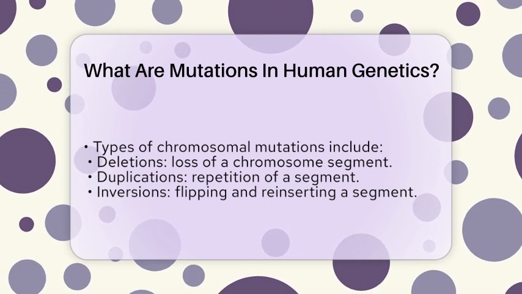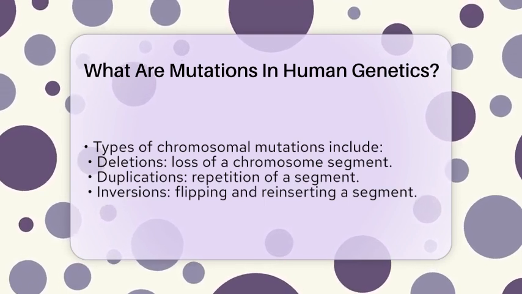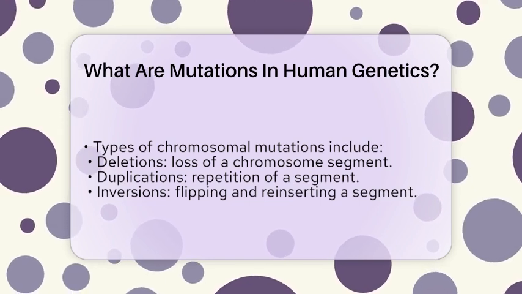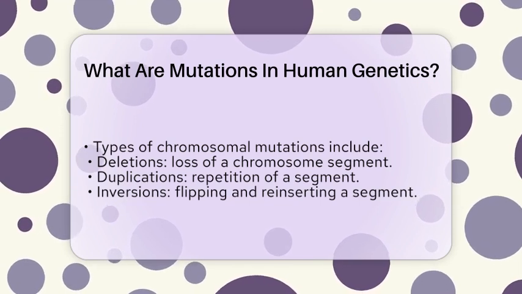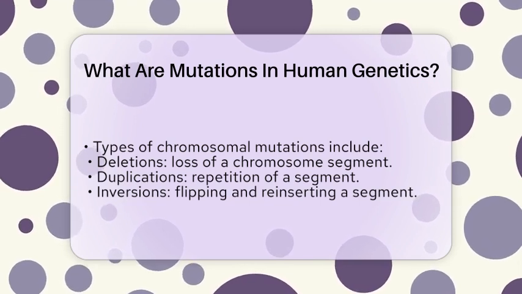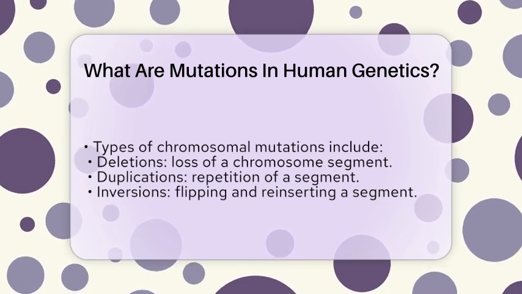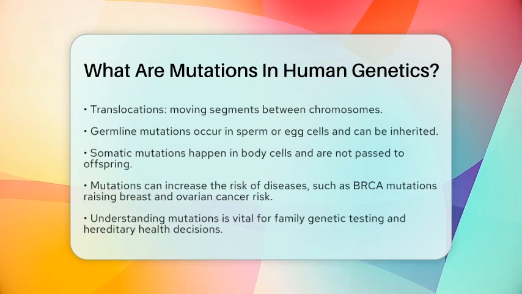Mutations can also be classified based on when and where they occur. Germline mutations happen in sperm or egg cells and can be passed to offspring. This means they can affect hereditary traits and family genetic health. On the other hand, somatic mutations occur in body cells during a person's life and are not inherited. These can contribute to diseases like cancer.